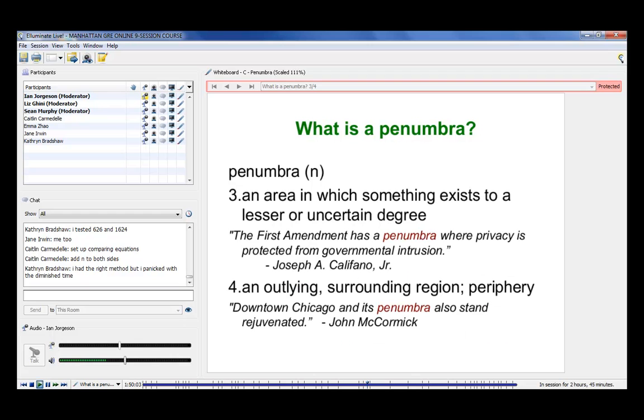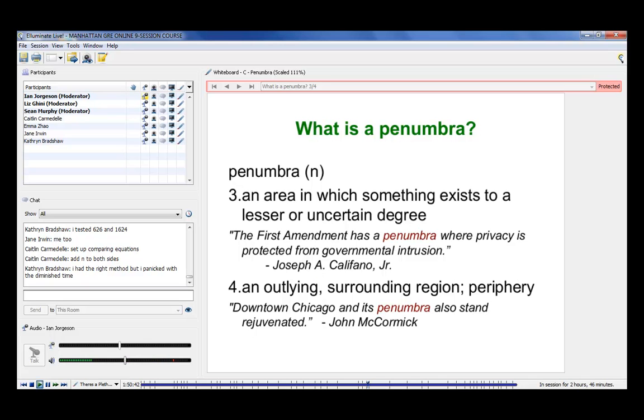More metaphorically, one meaning of the penumbra is an area in which something is still there, but it's lesser, or it's uncertain. And here's a great quote from a judge about the First Amendment, a penumbra of privacy that's protected from governmental intrusion. In other words, the First Amendment doesn't directly state it, but based on what the First Amendment says, there's more things sort of on the edge to a lesser degree or a more uncertain degree that we can infer. And finally, just straight up, an outlying or surrounding region, the periphery of an area.